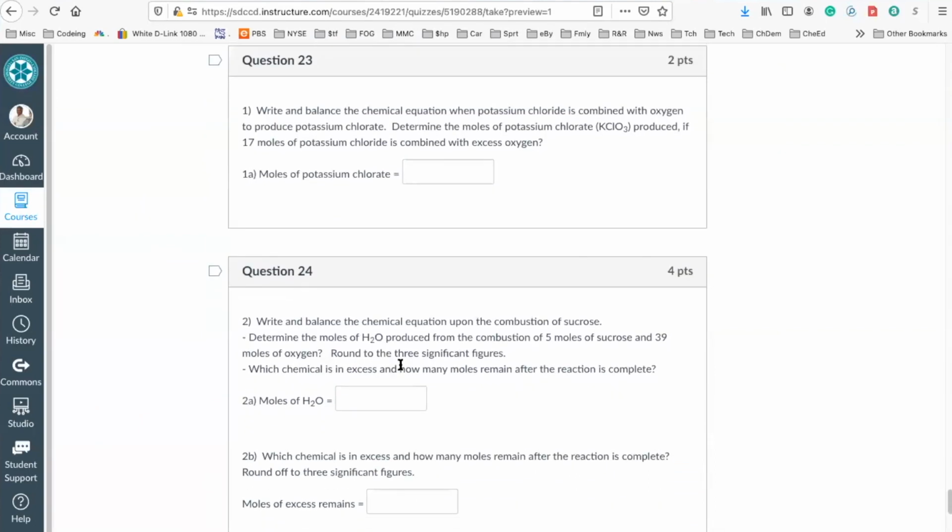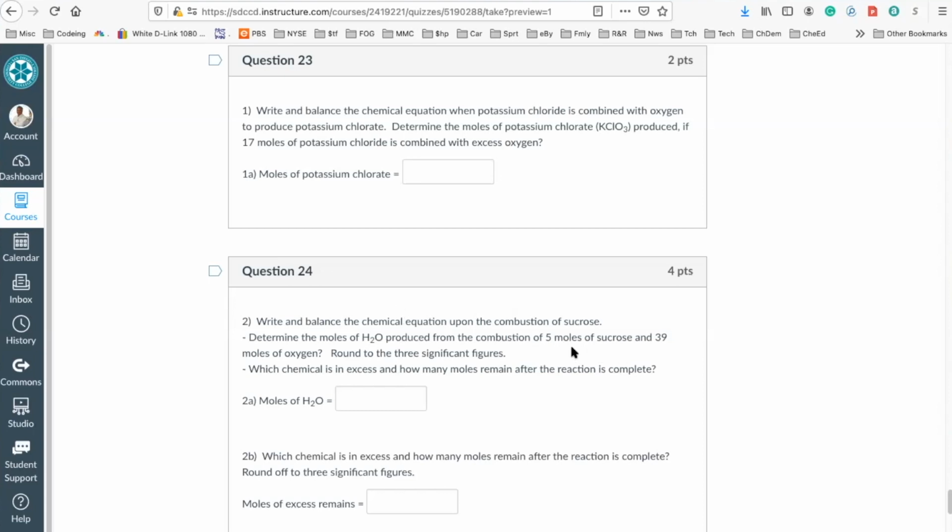This next question right here, write the balanced equation for the combustion reaction of sucrose. So whenever you hear that word combustion, you know that sucrose, C12H22O11, plus oxygen goes to carbon dioxide and water. Then you have to balance it. Okay, determine the moles of water produced when 5 moles of sucrose and 39 moles of oxygen react, rounded to 3 significant figures. So in this particular case, it's like our second problem.